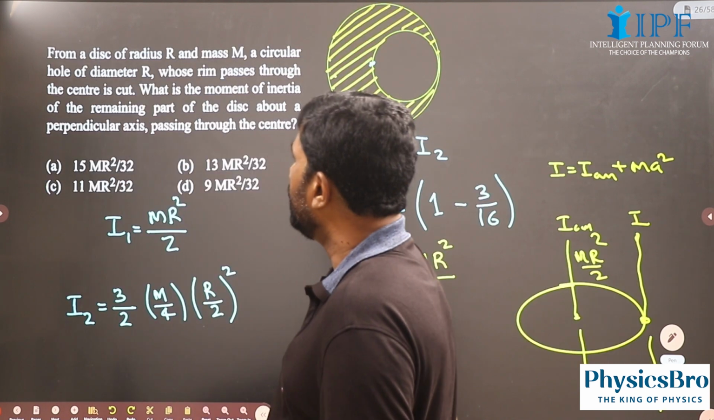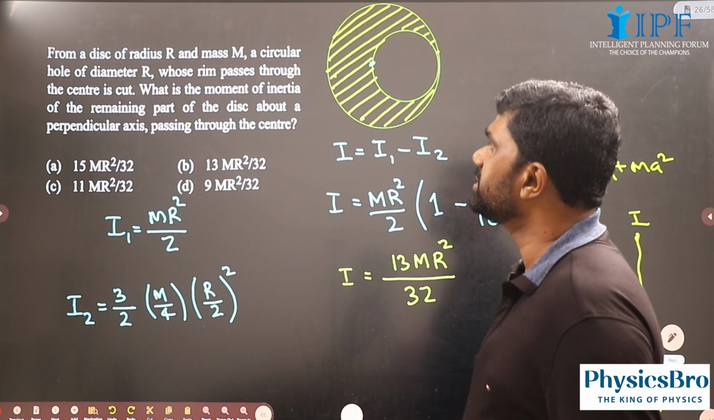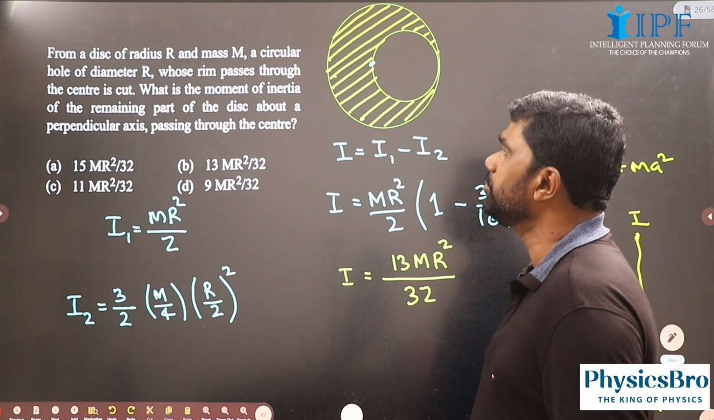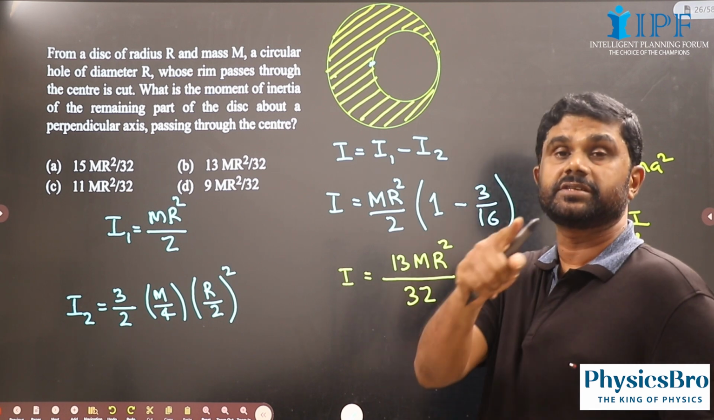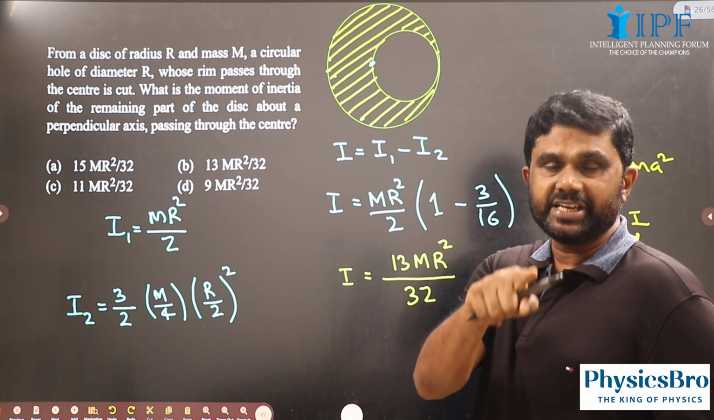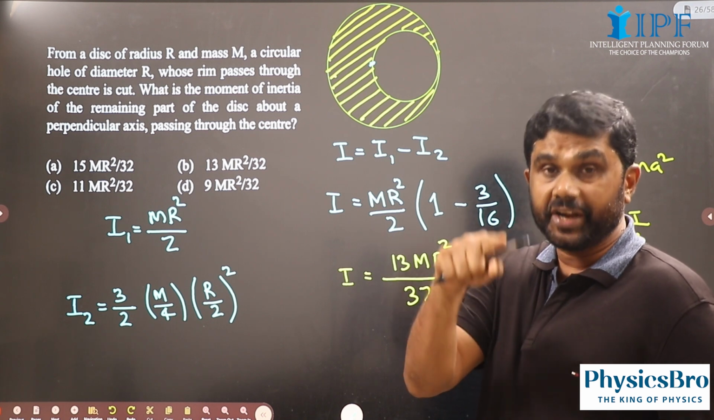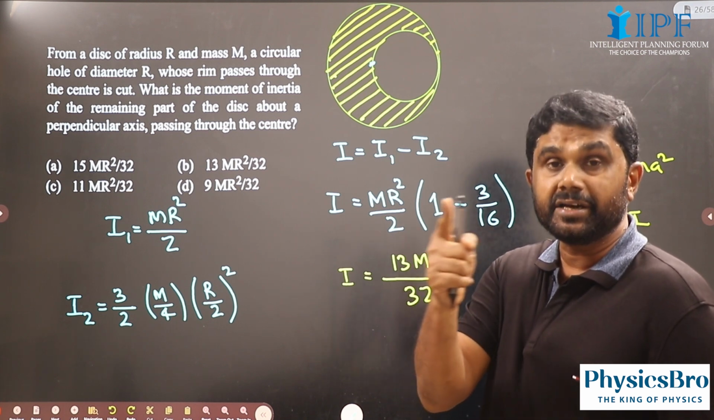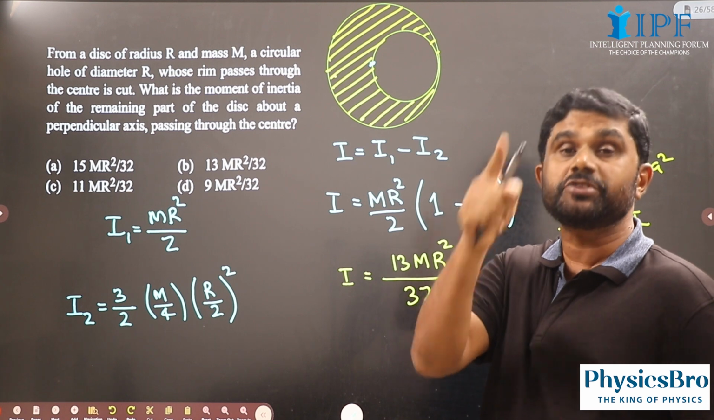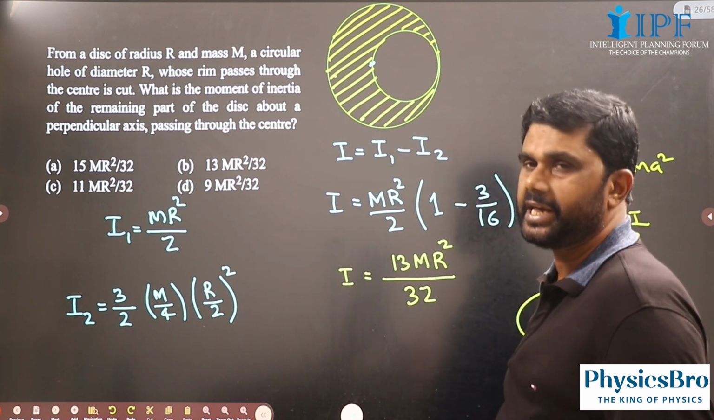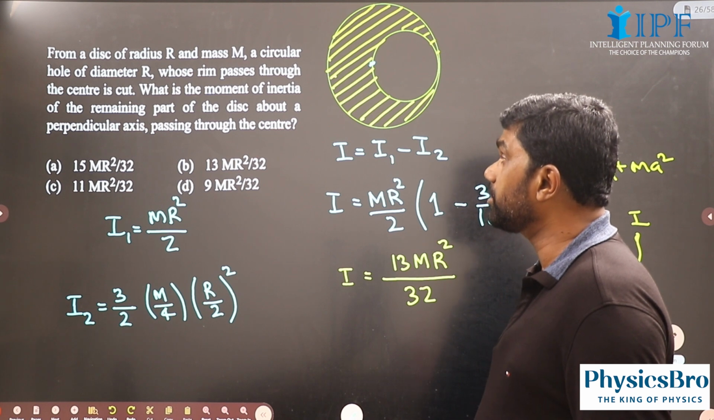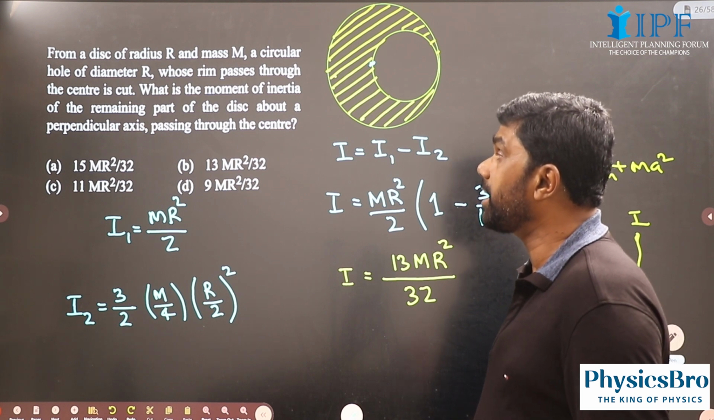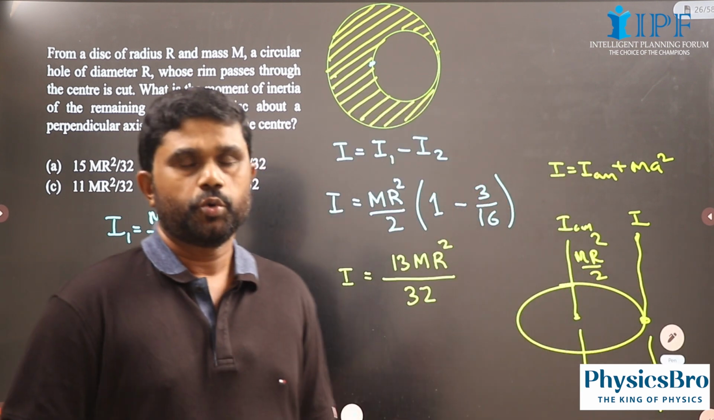Now, from a disc of radius capital R and mass M, a circular hole of diameter capital R. Diameter capital R means radius R by 2. See, from a disc of radius capital R, another disc of radius R by 2 is removed, like this. What is the moment of inertia of the remaining part of the disc about a perpendicular axis passing through the center?